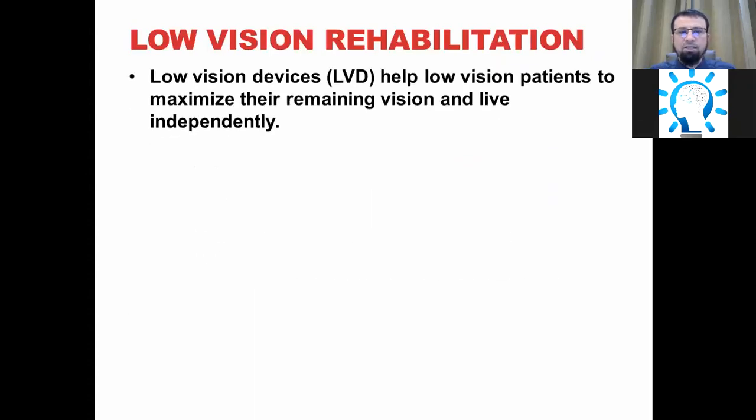In low vision rehabilitation, now, it is relying on the compensation of the function for the patient. It helps the patient through devices to maximize their remaining vision and to live independently. A patient who cannot read at all, if you leave this patient alone, he needs somebody to be with him 24 hours.